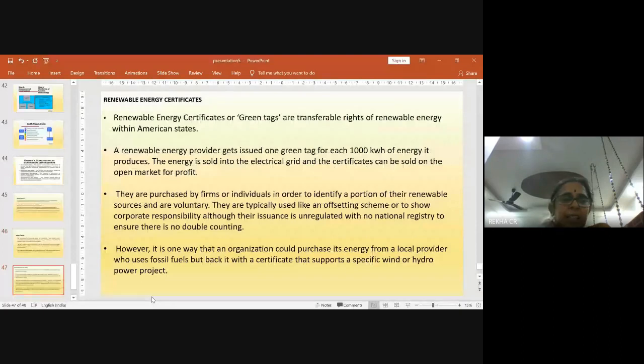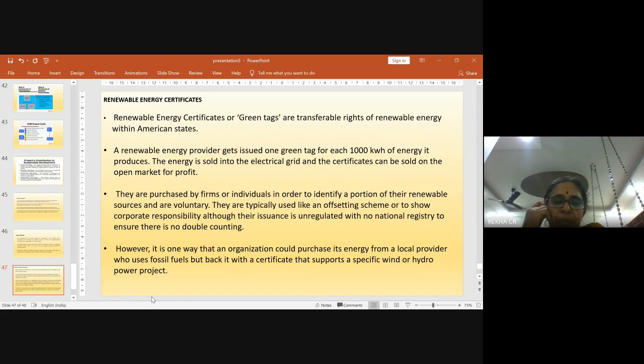And the other one is renewable energy certificates. Renewable energy certificates, also called green tags, are transferable rights of renewable energy within American states. A renewable energy provider gets issued one green tag for each 1,000 kilowatts of energy it produces. The energy is sold into the electrical grid and the certificates can be sold on the open market for profit.